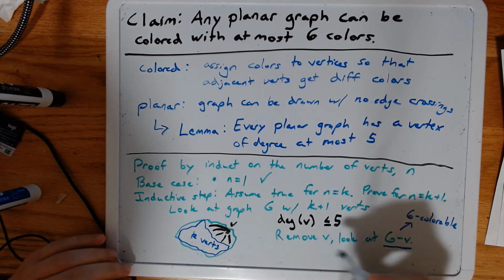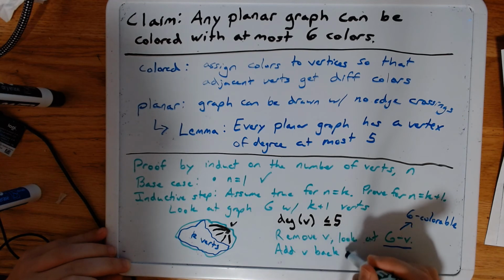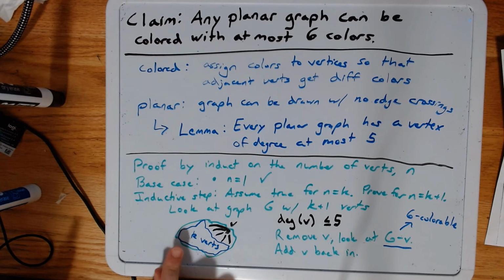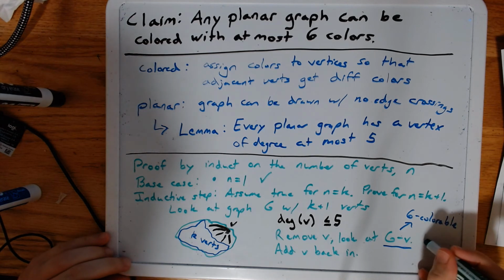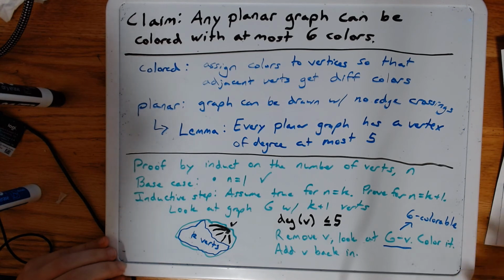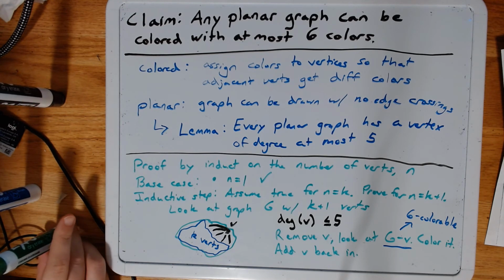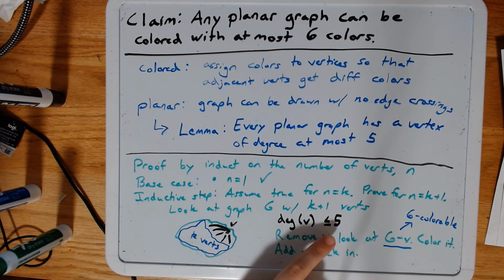We want to add V back in. And we want to figure out a way to color V that works with how we've colored the rest of the graph. Right? So G minus V is 6 colorable, so let's color it. And then we add V back in. Well, what are the rules about how we color V? It can't have the same color as any of its neighbors. But how many neighbors does V have, right? It has at most 5.